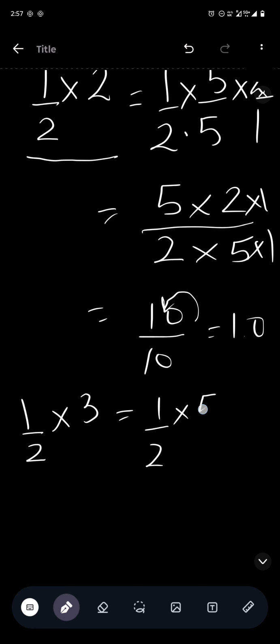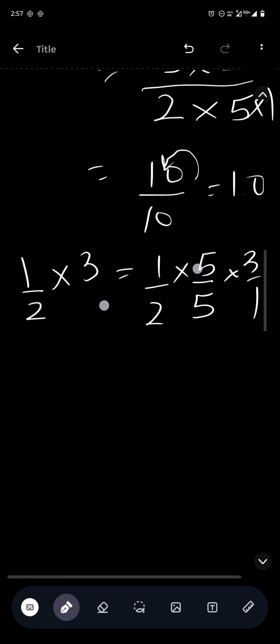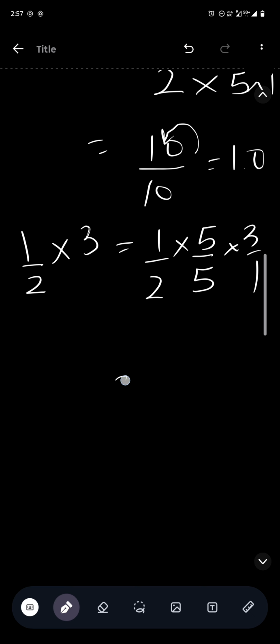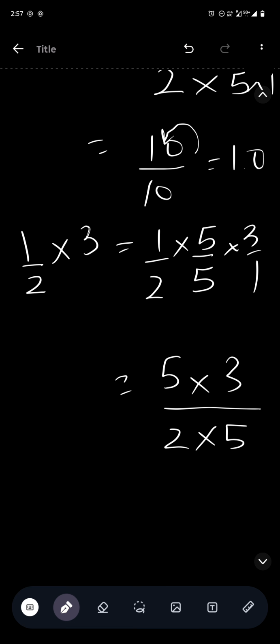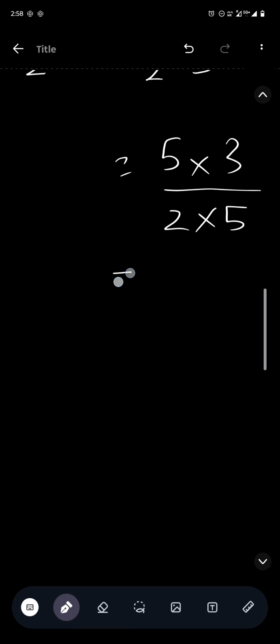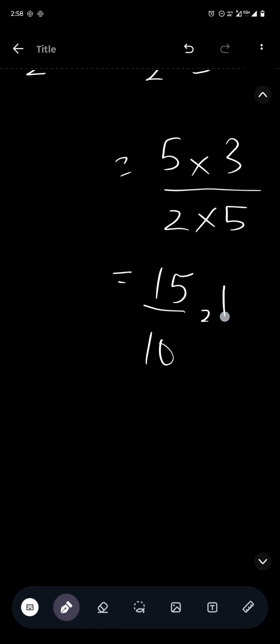Now let's see what will be half into 3. In the same manner, we multiply numerator and denominator by 5 and we get here 5 into 3 divided by 2 into 5, which is 15 upon 10, and that's equal to 1.5. So in the similar manner you can keep on finding.